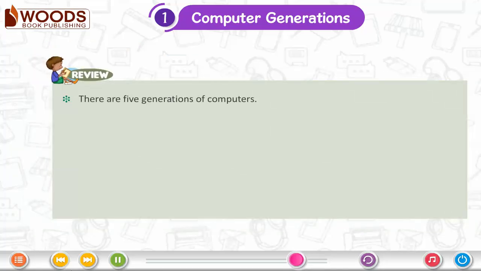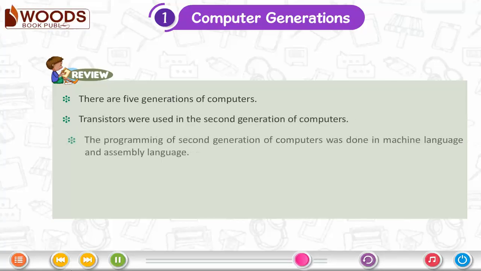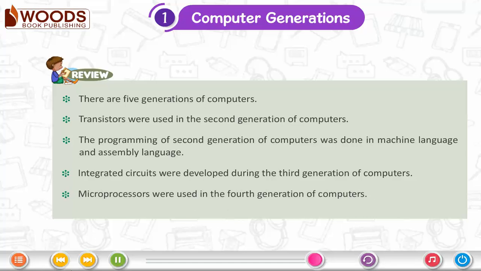Review. There are 5 generations of computers. Transistors were used in the second generation of computers. The programming of the second generation of computers was done in machine language and assembly language. Integrated circuits were developed during the third generation. Microprocessors were used in the fourth generation.